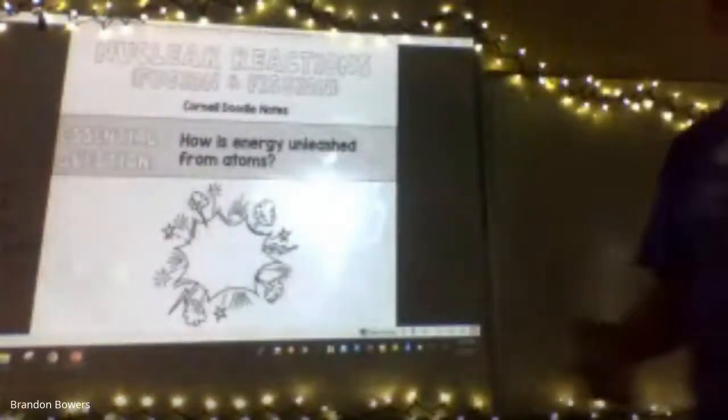So, I'm going to walk you through what to fill in for each spot, and we will be good to go. So, fission and fusion. I'm going to give you a little background information before we actually get into the details of fission and fusion. The goal of today and tomorrow is the essential question: how is energy unleashed from atoms? How do we create energy?